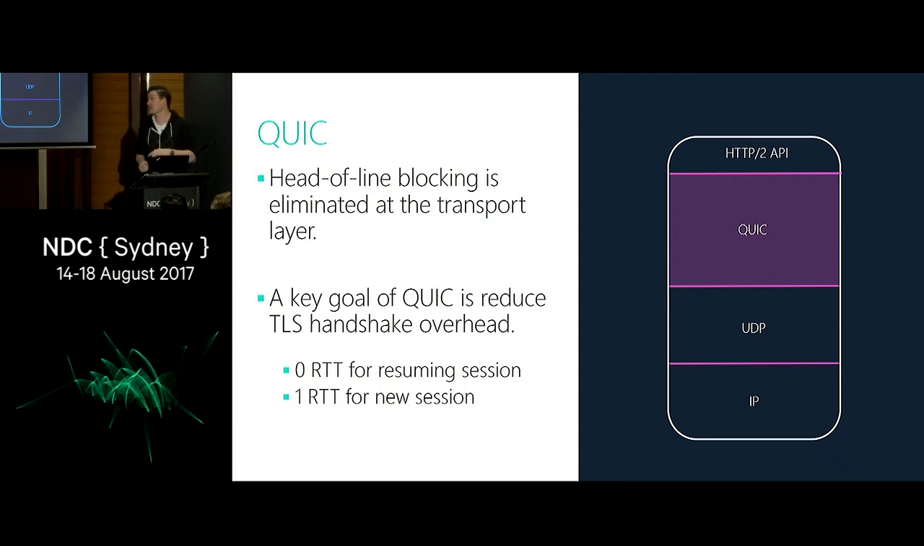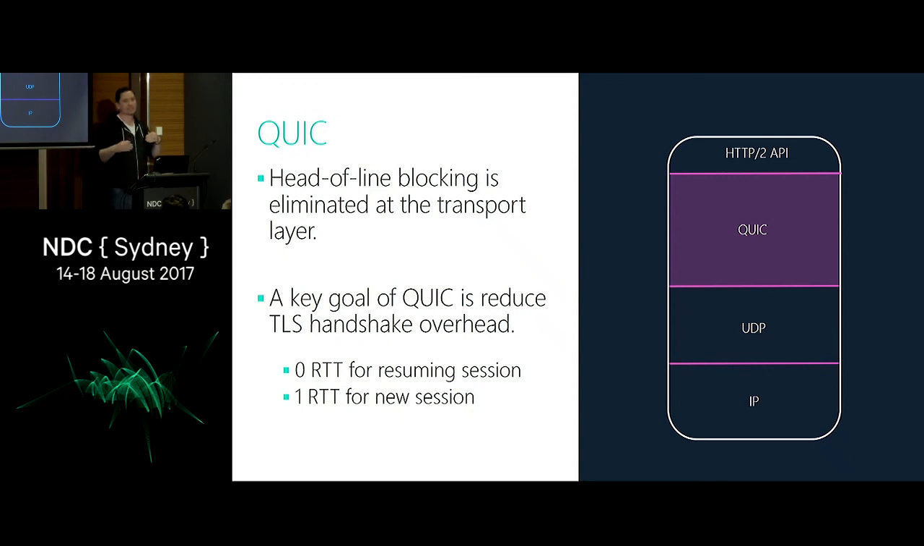So this will actually allow for a 0 round trip resume if you're resuming a TLS session, or 1 round trip for a new session. And in fact, some of these features are already making their way into TLS 1.3. Another really good benefit of basing on top of UDP is they can iterate incredibly quickly.